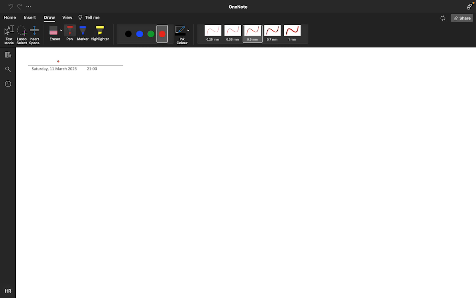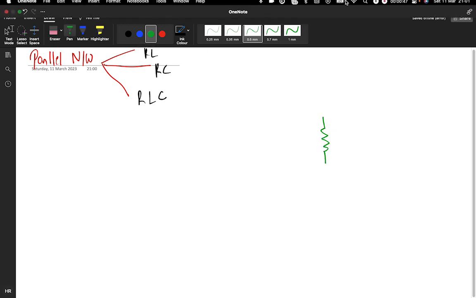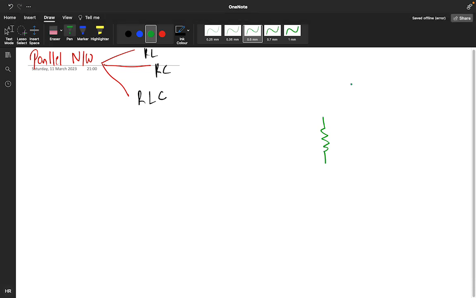Today we have to discuss about parallel network. In this parallel network, there are a lot of combinations: RL network, RC network, RLC network. So suppose we are discussing for RL network.